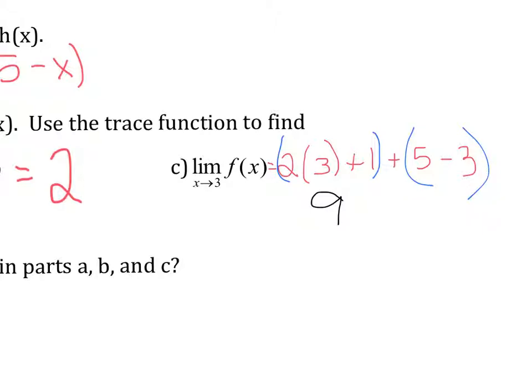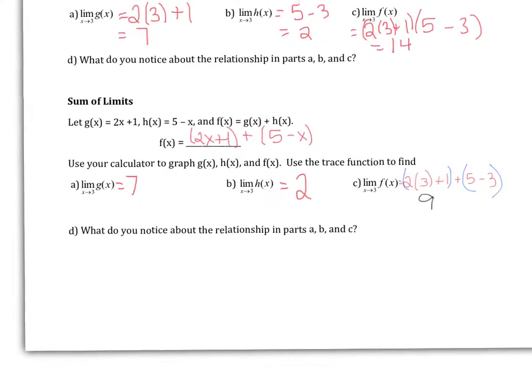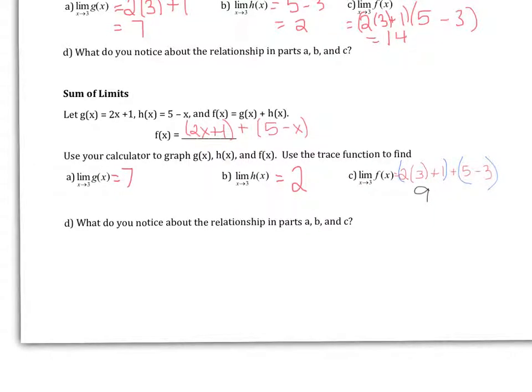So again, I want you to look at the relationships in part A, part B, and C. So what is the relationship there? If I'm taking the sum of my two functions, what am I going to do to my limits? How can I get from 7 to 2 to get to 9? Okay, what operation am I going to use? Go ahead and fill in the answer to part D, and I will check that tomorrow in class.